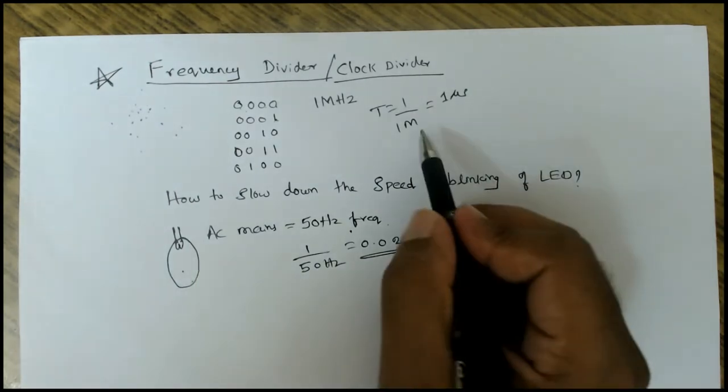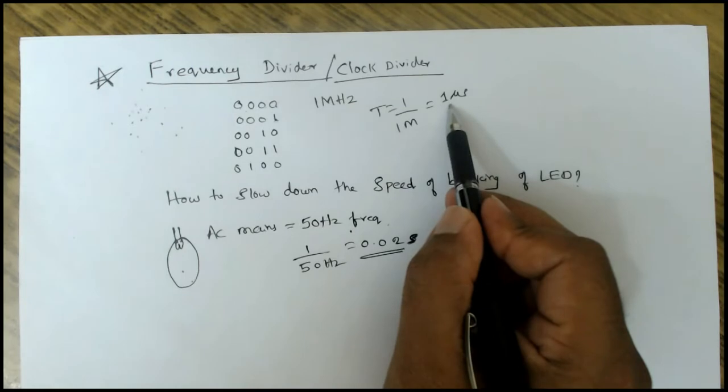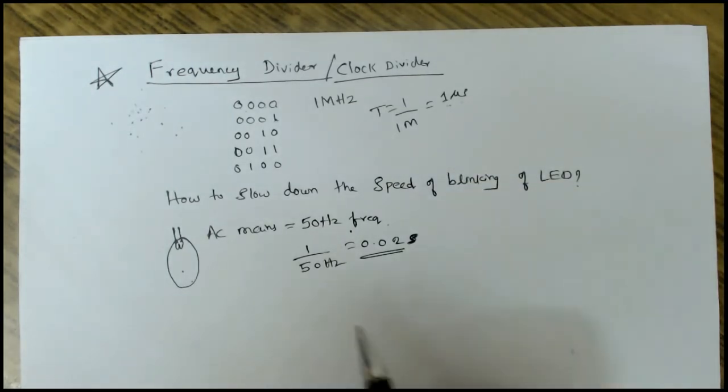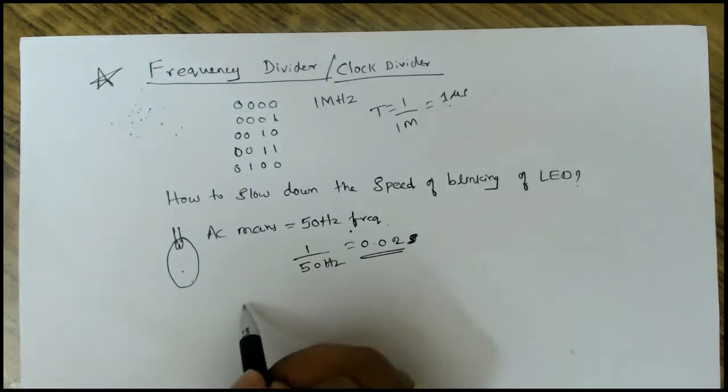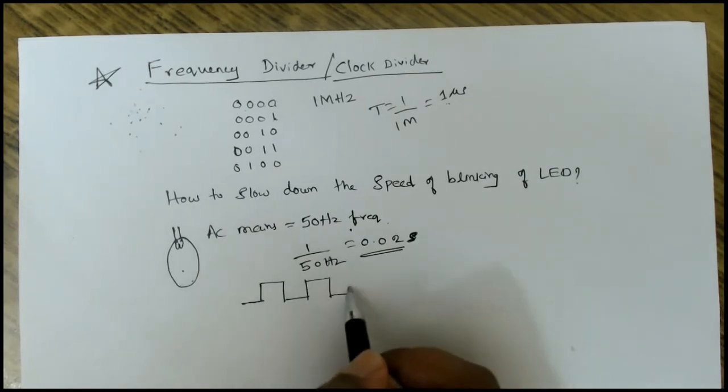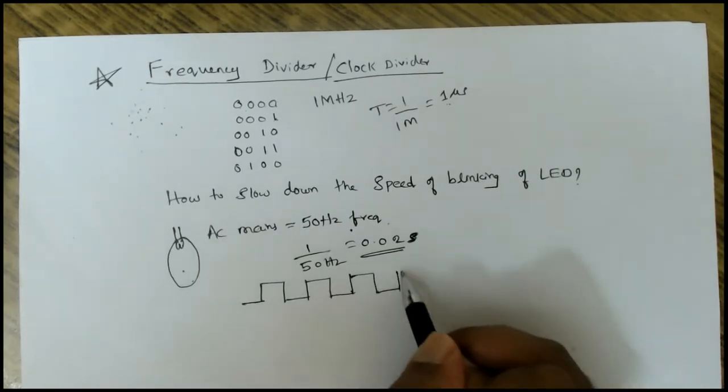Now the same thing is happening on the FPGA, which is blinking at a very high speed, that is 1 microsecond. Now what we need to do is divide the clock, or divide the frequency here. Assume that this is your clock.